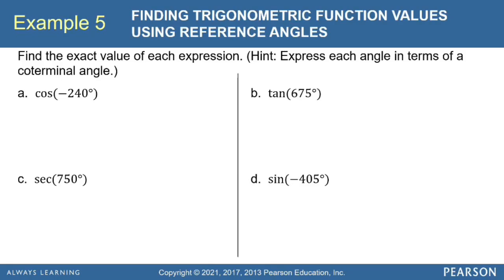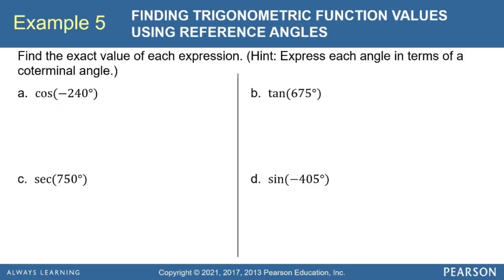So here is example 5, and it says find the exact value of each expression, and then it says hint, express each angle in terms of a coterminal angle. So here in part A, we're asked to find cosine of -240 degrees.